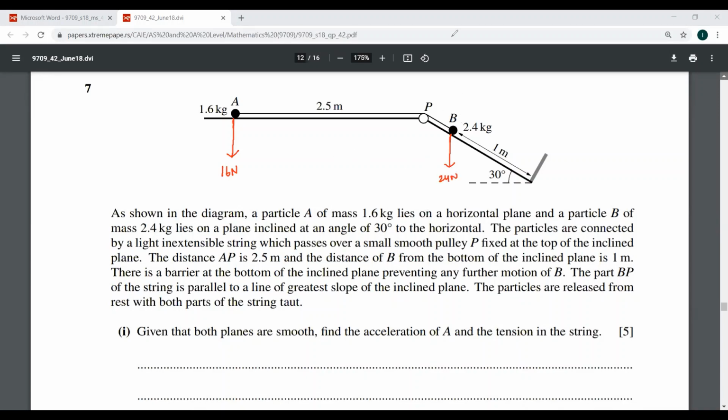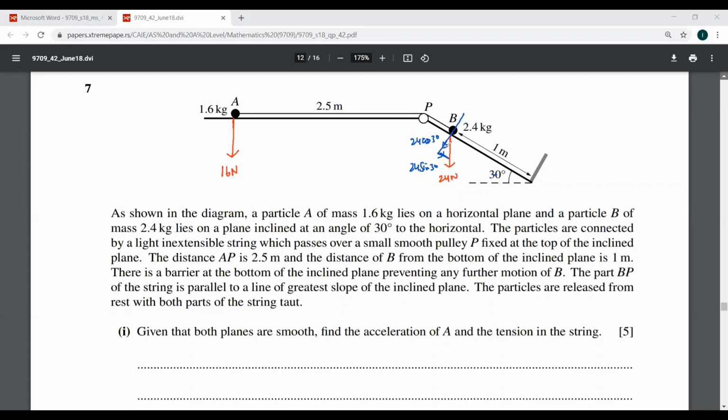And I should immediately be resolving this weight here, okay? So now this is going to be 24 sine 30, and this one is 24 cos 30. Remember, this angle is always the same as this given angle over here. So that is why this angle is going to be 30 here. Okay.